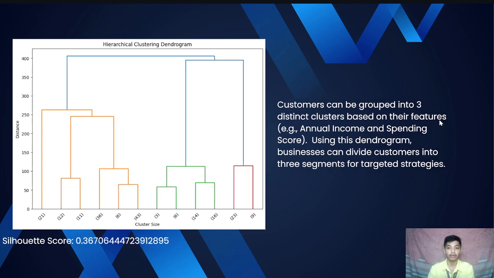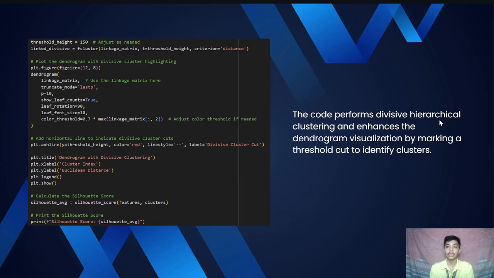To form clusters, a threshold height of 150 is defined, cutting the dendrogram based on the Euclidean distance to separate the data. The linkage matrix computed earlier using Ward's method contains the hierarchical relationships between data points. When visualizing the dendrogram, parameters like truncate_mode and p equals 10 simplify the view, while color_threshold 0.7 times the max adds color for clarity, with a red dashed line indicating the threshold.